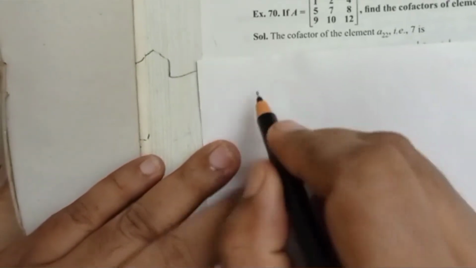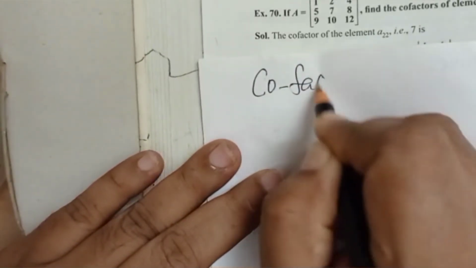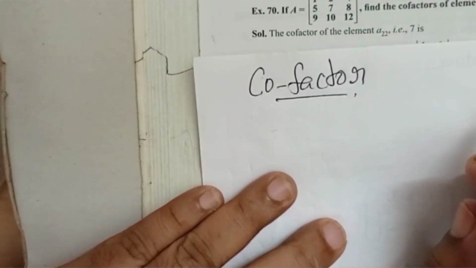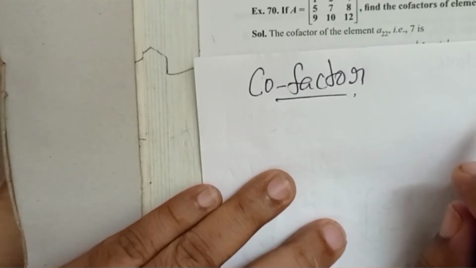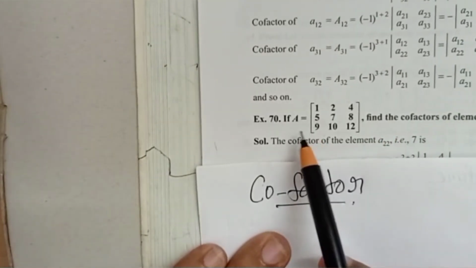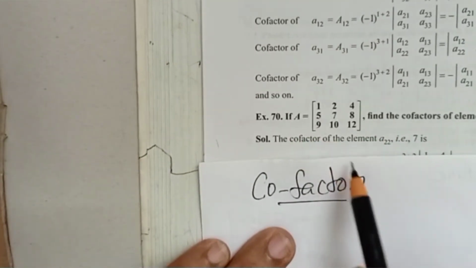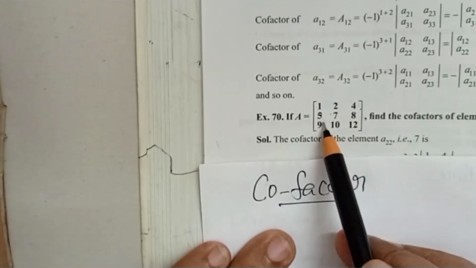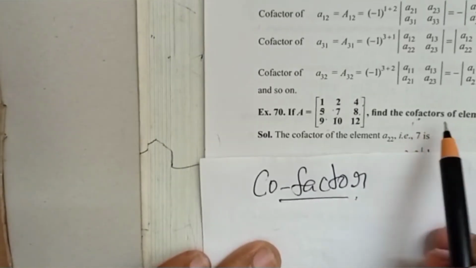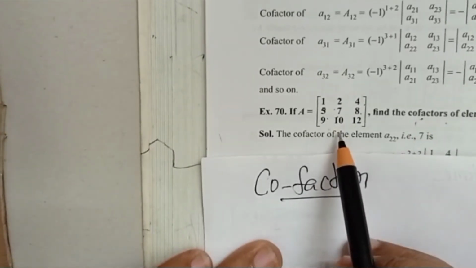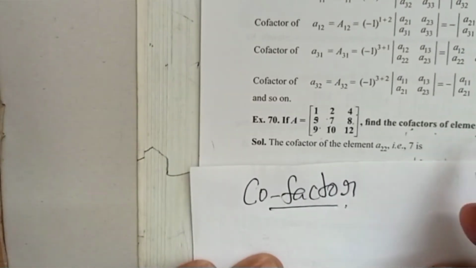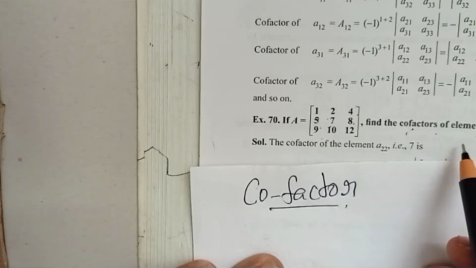What is the meaning of cofactor? Write the heading: cofactor of an element. All of you copy the question. A is the matrix: 1, 2, 4, 5, 7, 8, 9, 10, 12. Find the cofactors of the elements 7 and 12. I will read the question. Find the cofactors of the elements 7 and 12.